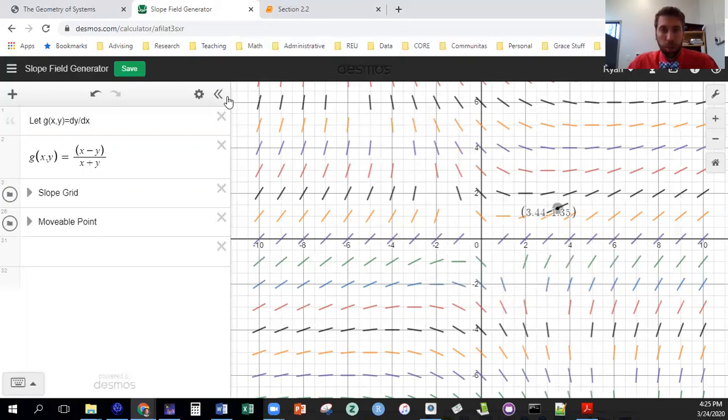So you can also do it in Desmos. I'll link to this in our Moodle page. All right, that finishes activity 2.2.1.